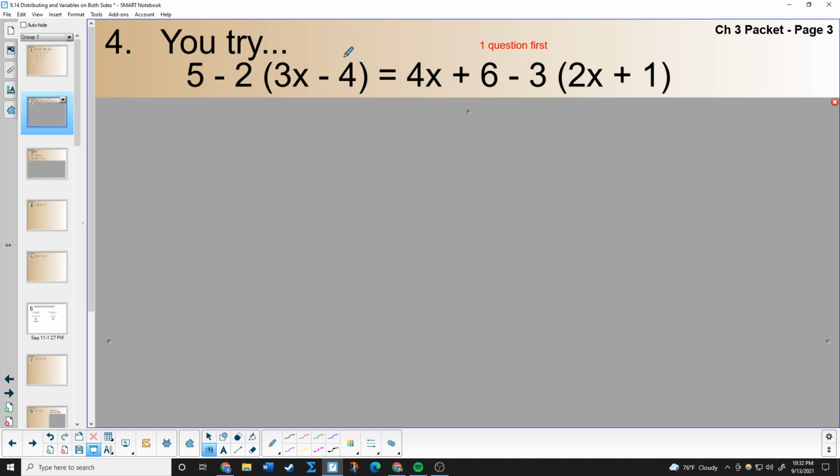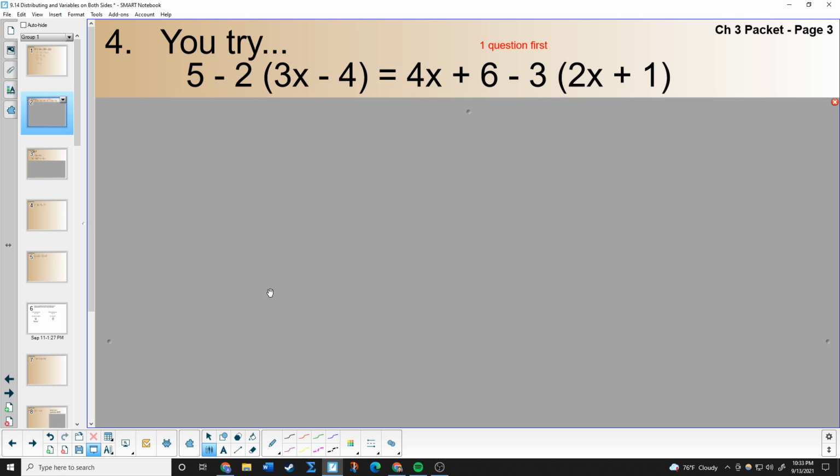But if we think about PEMDAS right here, it says we do parentheses first. We would look inside these parentheses. Well, there's nothing for us to do because they can't be combined. Then exponents, multiplication, division, and then we do addition, subtraction. So distributing is part of multiplication, right? So we cannot do this subtraction or addition, whichever, before we multiply. In other words, we have to clear these parentheses out by distributing before we can even consider doing this subtraction. So the first thing we're doing, we're taking this negative 2 and distributing it inward.